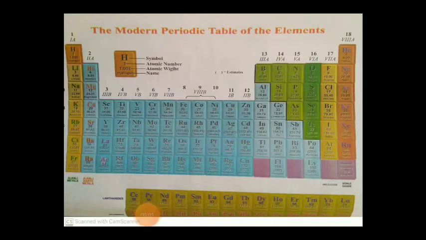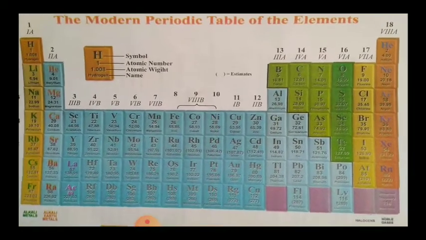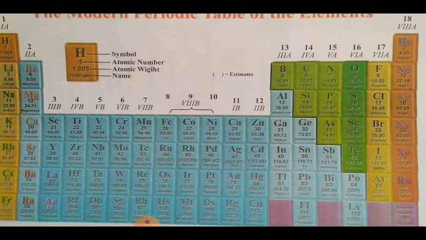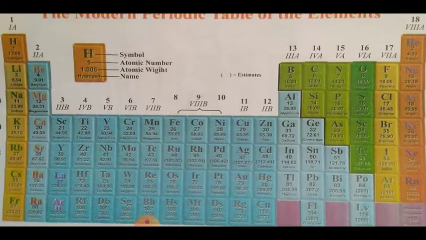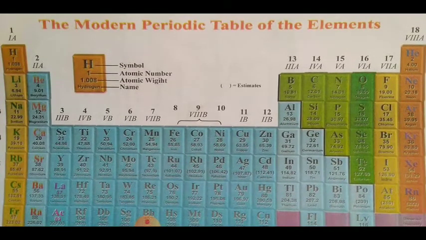Hi friends, today we are going to discuss groups in the modern periodic table. The main aim of the classification is to make the elements into groups with similar properties. Here in the long form of the modern periodic table, we can see 18 columns. These 18 vertical columns are called the groups.